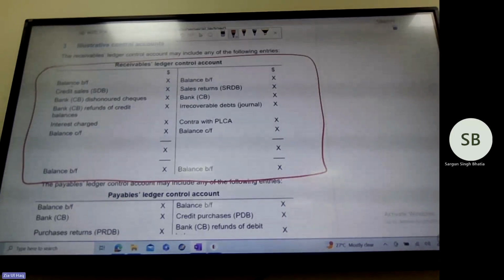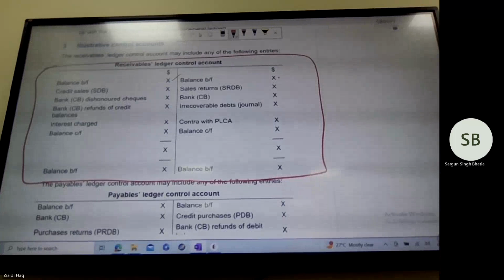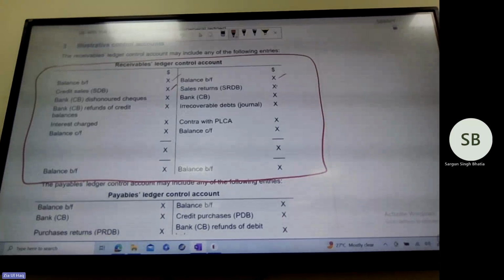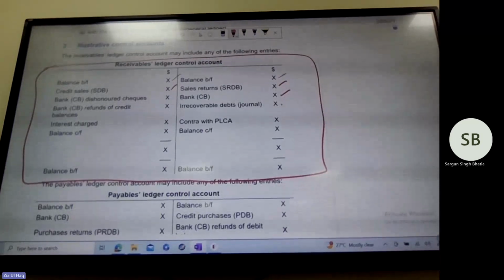The balance brought forward, meaning the opening balance, is normally debit in nature, but due to some reason it could become credit, so we will record it at the credit side. The credit sale we will record here, and sale return we will record here. Cash received from receivable, so cash debit, receivable credit, we will record here. Irrecoverable debt, meaning confirmed bad debts, we record here.